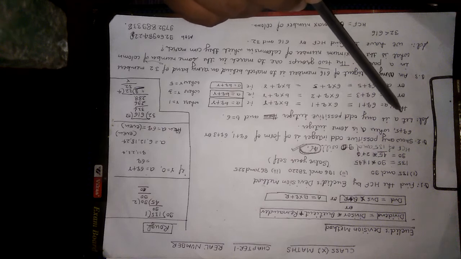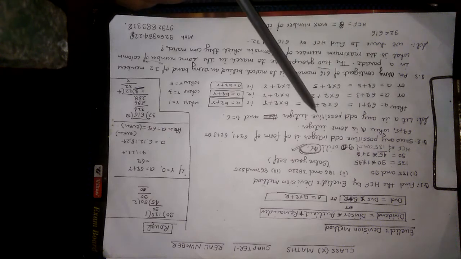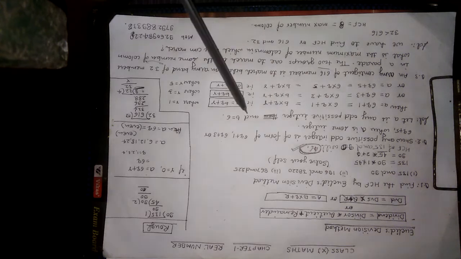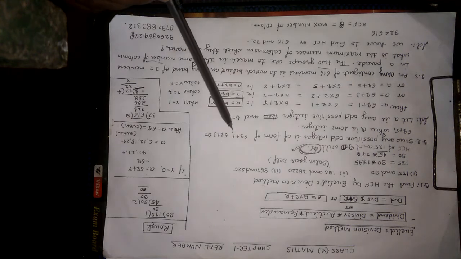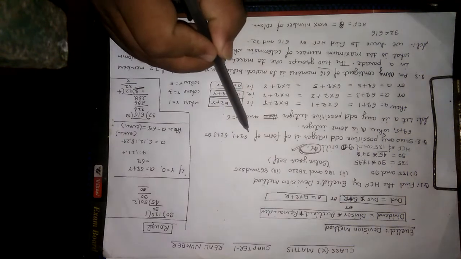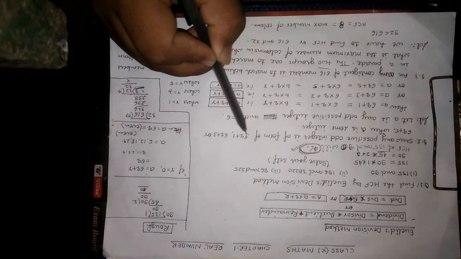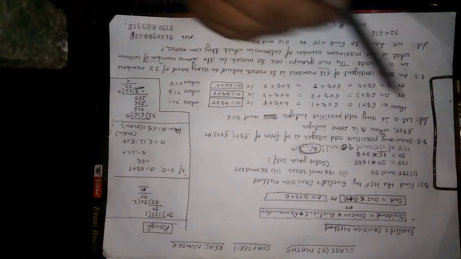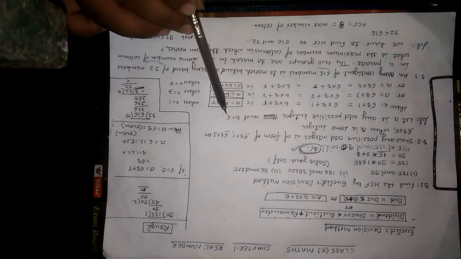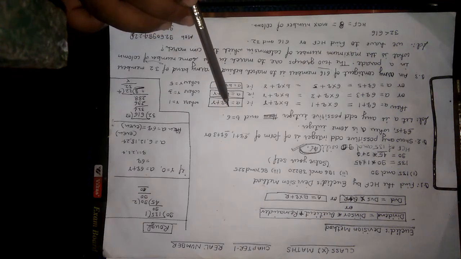Let a be any odd positive integer and b equal to 6. Why b is equal to 6? Because here it is given 6q plus 1, 6q plus 3, and 6q plus 5. That's why I have considered b is equal to 6.